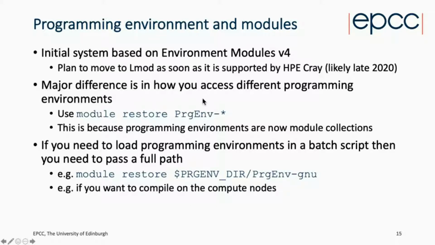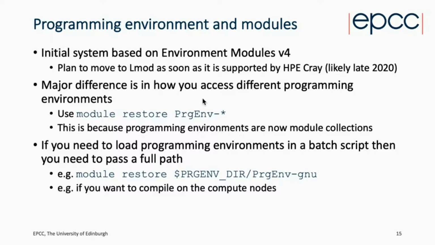The major difference from Archer is how you access the different program environments. So instead of module swap PrgEnv-cray to PrgEnv-gnu, you now just do module restore PrgEnv, whatever you want. The program environments are now module collections rather than actual real modules themselves. This is going to be true in LMOD as well.